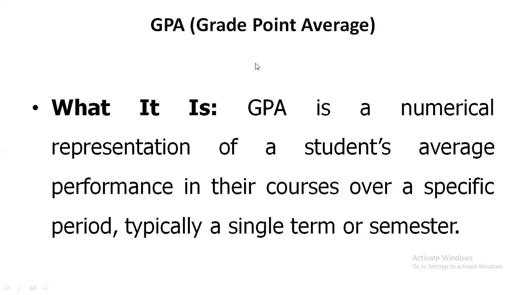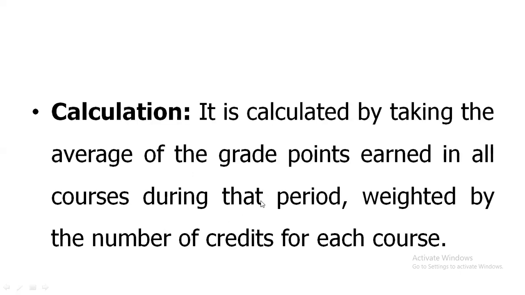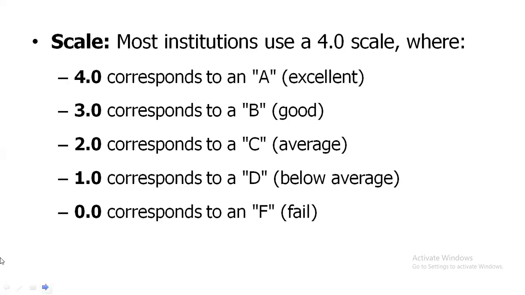Grade point average, GPA. GPA is the numerical representation of students' average performance in their courses over a specific period, typically a single term or semester. It is calculated by taking the average of the grade points earned in all courses during that period, weighted by the number of credits for each course.